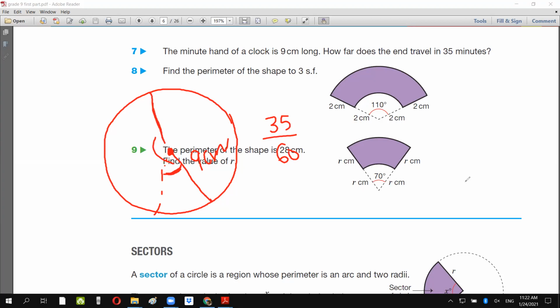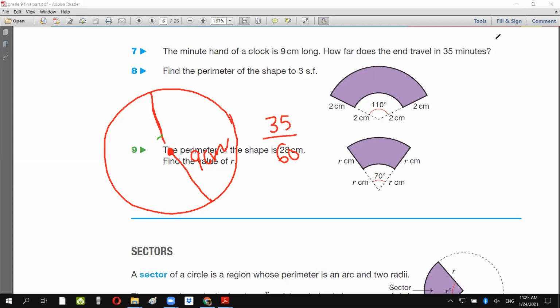35 is a part out of total. Why did I make it out of 60? Because in a clock that's 60 minutes. For a 60-minute full circle, it will come back to the same place. It will make a full circle. Yes or not? Yes. It's a part over total. A part is 35 and total is 60. Let me just erase that. This is your angle now.